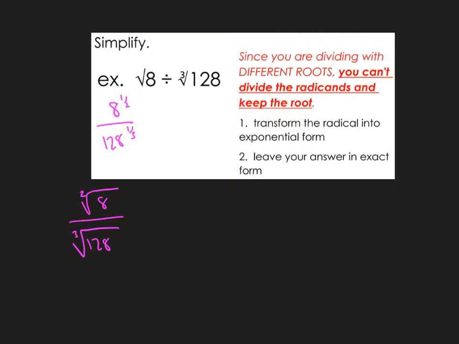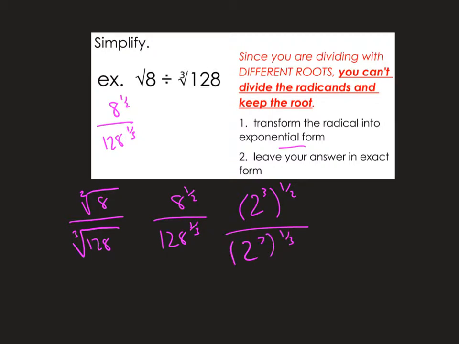We could evaluate the square root of 8 and the cube root of 128, but I think sticking with transforming the radical into exponential form is better, and then let's see what happens. So 8 to the 1/2 divided by 128 to the 1/3 power. Now 8 to the 1/2 power is 2 to the 3rd raised to the 1/2, and down at the bottom, 128 is 2 to the 7th raised to the 1/3.